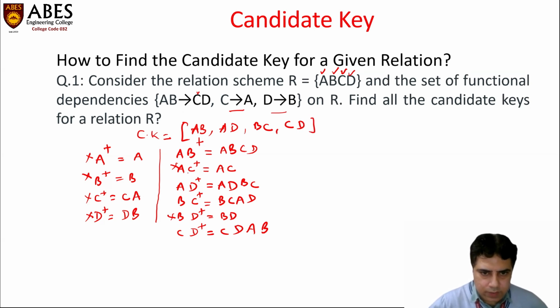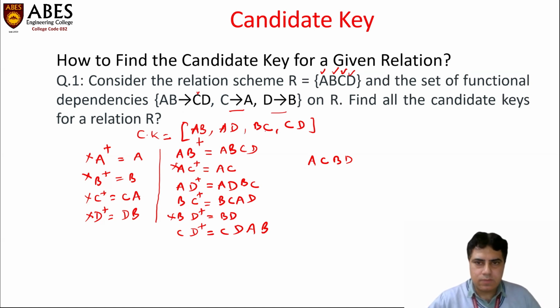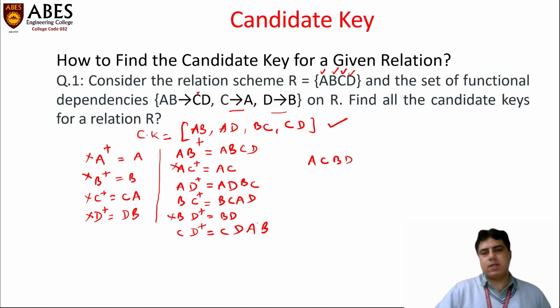So there are two failures, AC and BD. BC is also a candidate key. So there is no further combination from this. This is the candidate key.